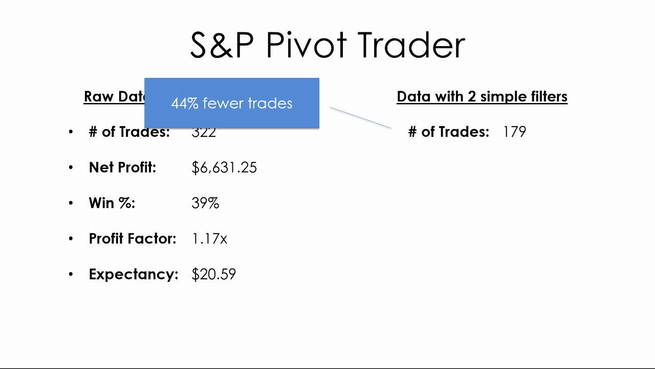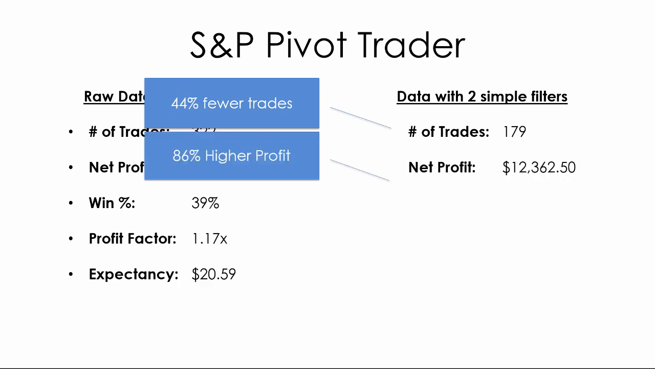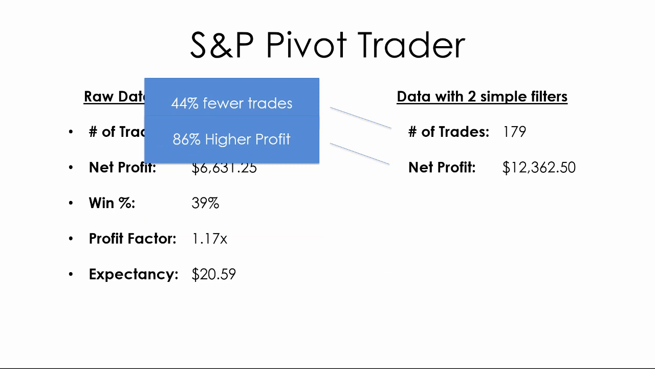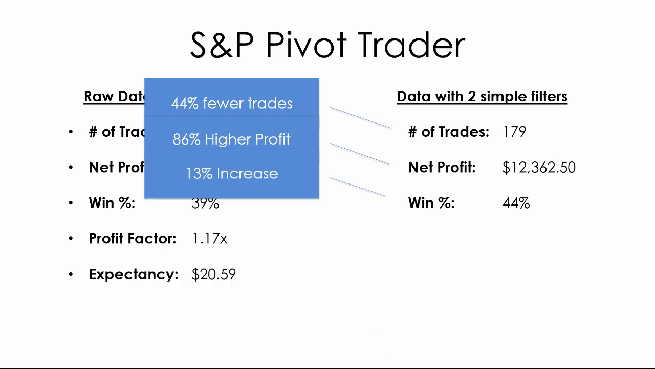So now let's look at the change in profit. Profit increases 86%. So not only do we have fewer trades, but we have higher profits. Gang, imagine, what's this going to do to expectancy? So now let's take a look at the win rate. 44%. It's a 13% increase. Let's look at the profit factor, 1.69. So for every dollar we risk, we're expecting $1.69 in return.